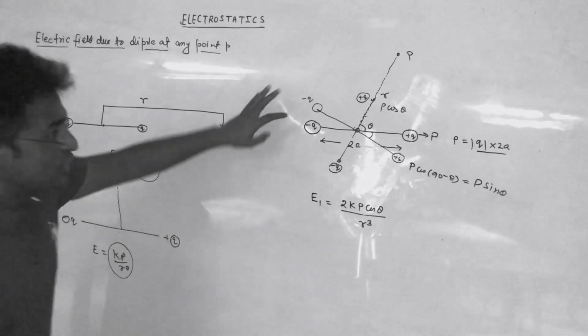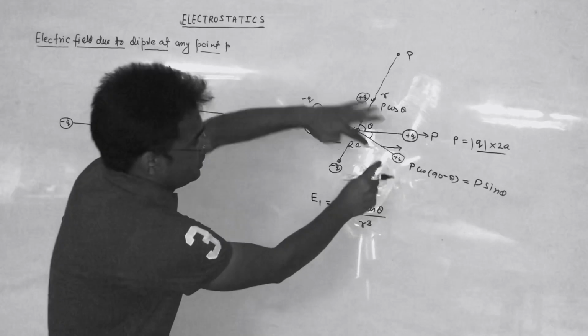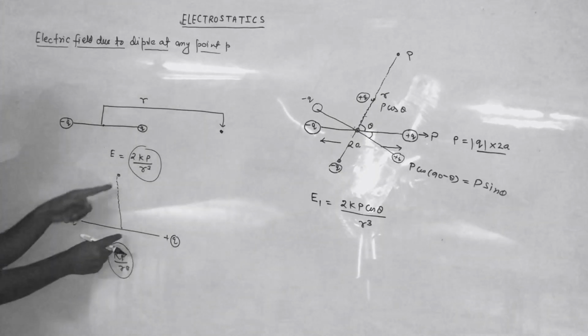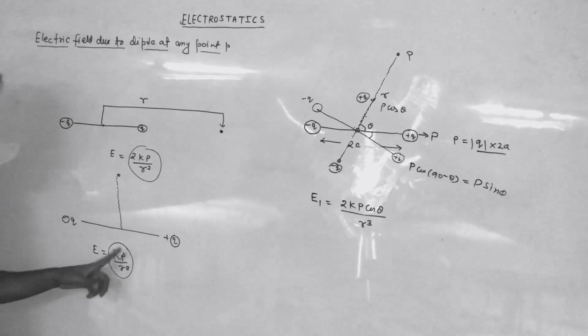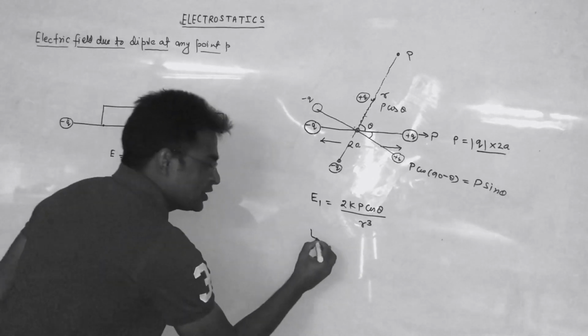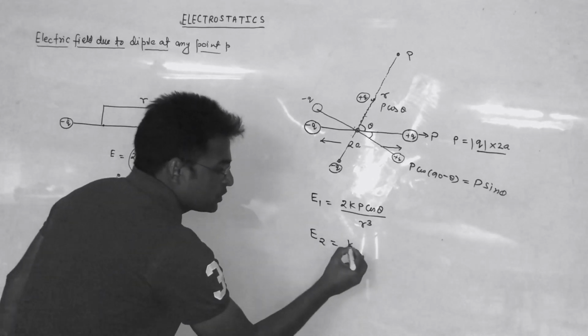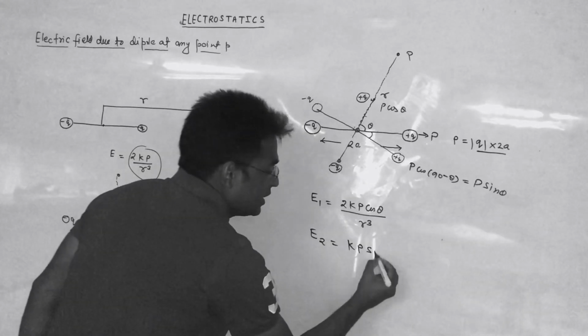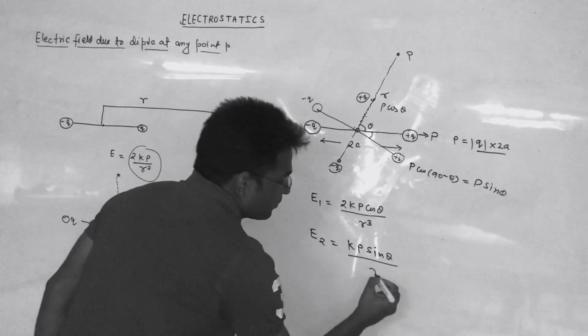Similarly, if you see this dipole and this line r, they are perpendicular. And what's the formula for this one? kp divided by r cube. In this case, E2 is equal to kp divided by r cube, and in place of p, I write p sin theta. So E2 is p sin theta divided by r cube.